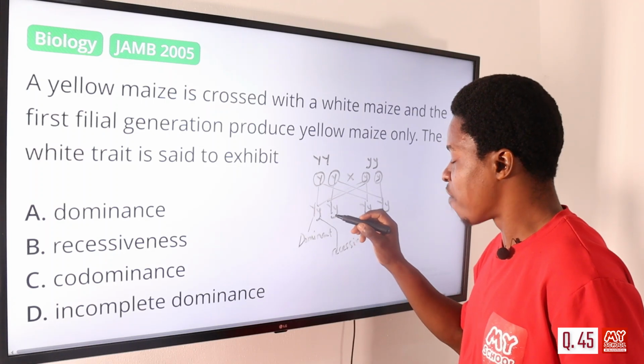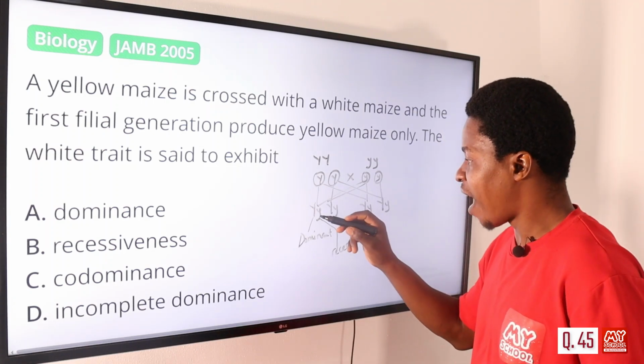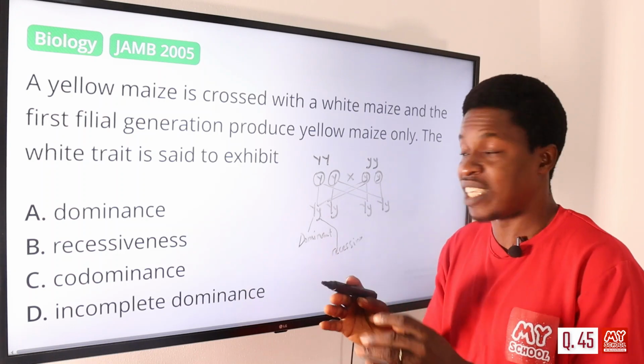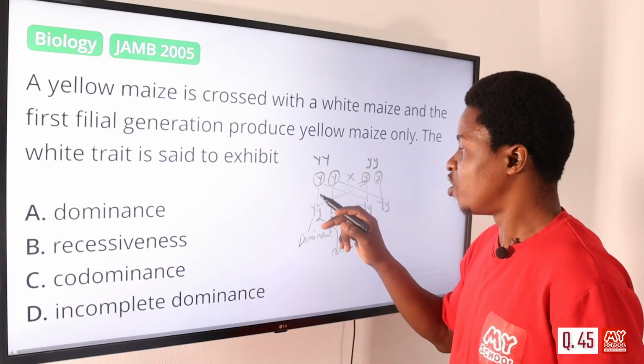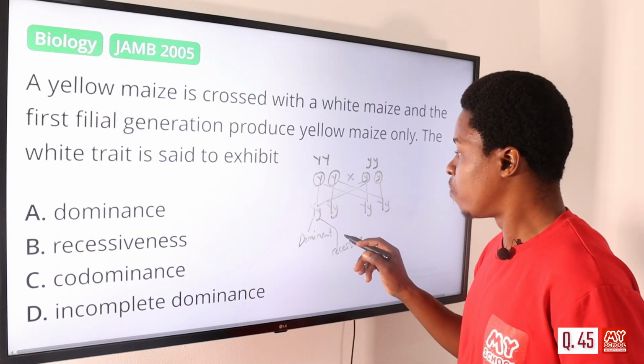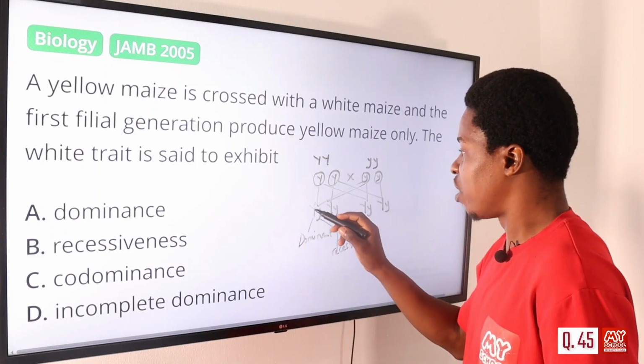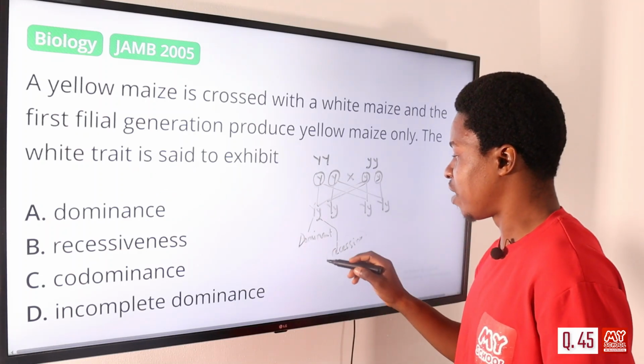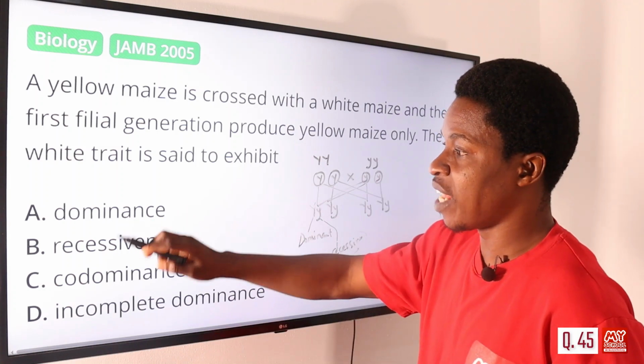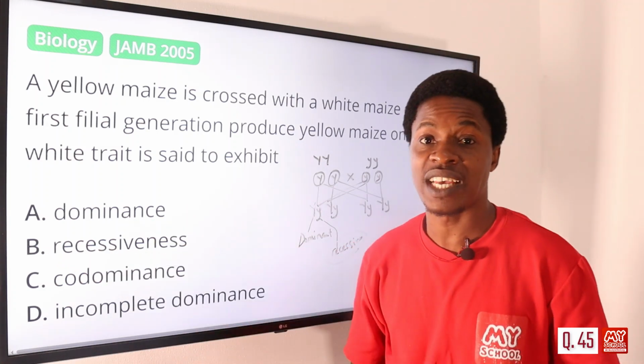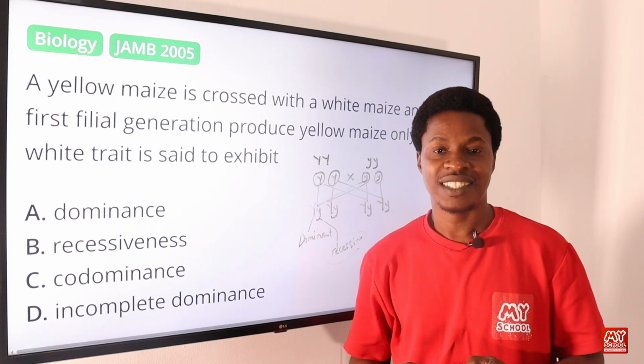And don't forget, this y is your white. So you have a recessive in all of them. So y is recessive because it is not pronounced, it is silenced. While this one, capital Y, is actually dominant at that point. So the white trait, which is this small letter, is actually what? Recessiveness. Recessive, not dominant. So not dominance, but recessiveness. So the correct answer is option B, recessiveness.